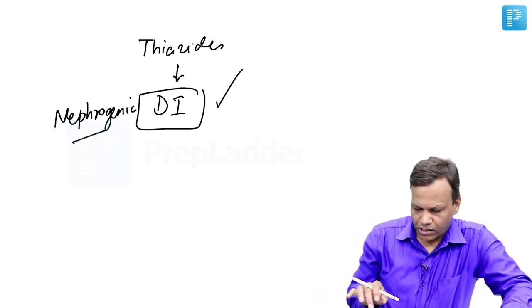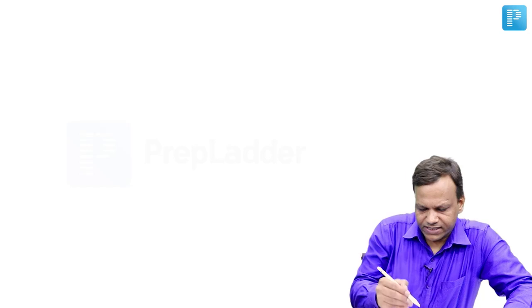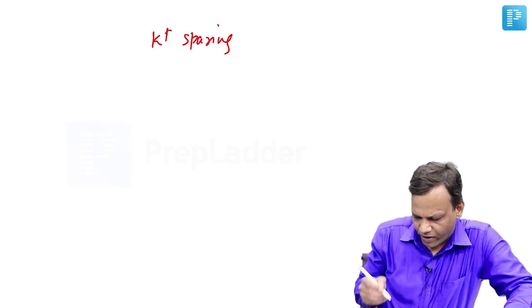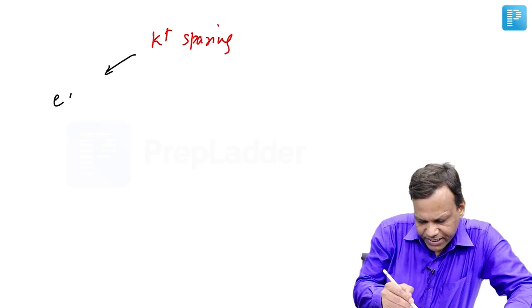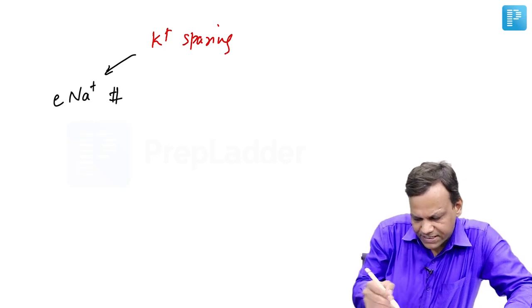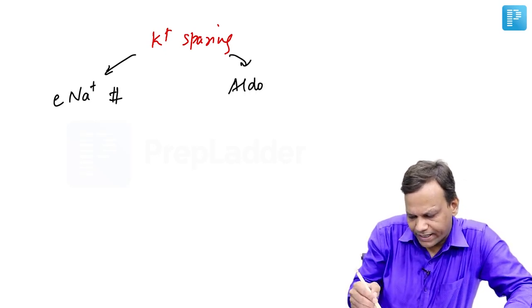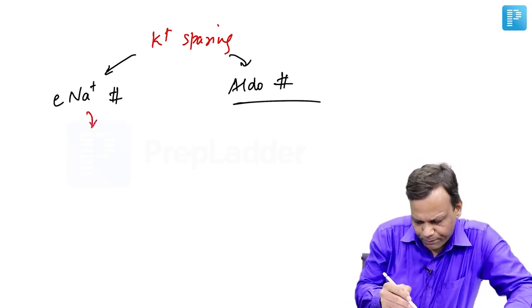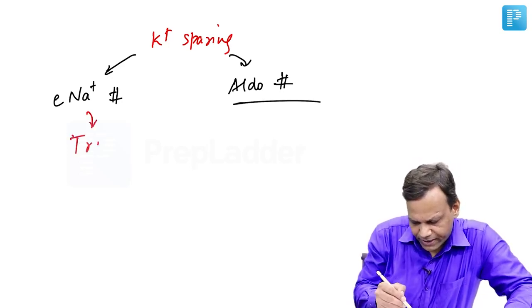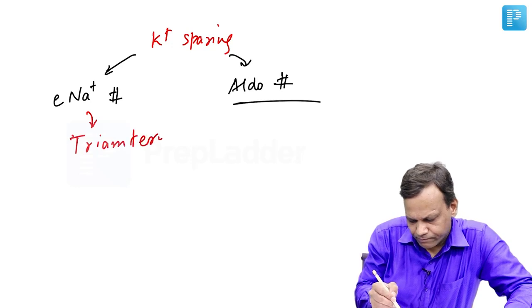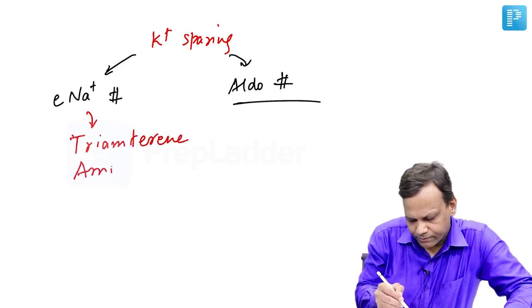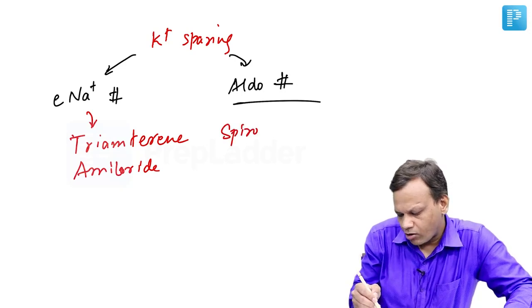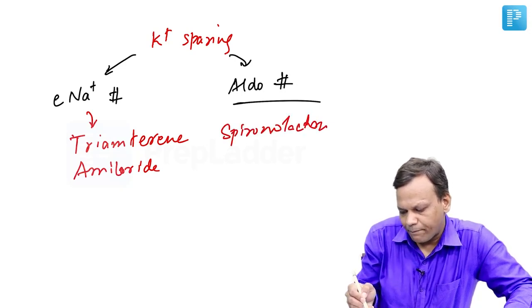Okay. Now, the last group of diuretics are potassium sparing diuretics, and they are of two types. One, epithelial sodium channel blockers, and second, aldosterone antagonists. Epithelial sodium channel blockers, examples are triamterene and amiloride, whereas aldosterone antagonists are spironolactone and eplerenone.